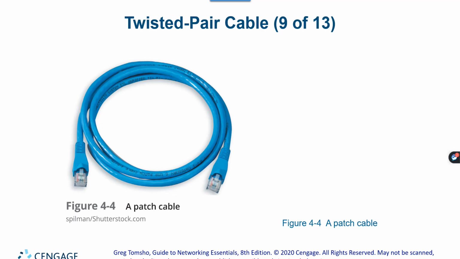We talked about a patch cable. This is a patch cable. Notice we have twisted pair. This is what twisted pair wiring looks like. It's got connectors on the ends. So we see these plastic connectors that we looked at on the last slide. You can see the wires that are inside the connector. They're different colors.